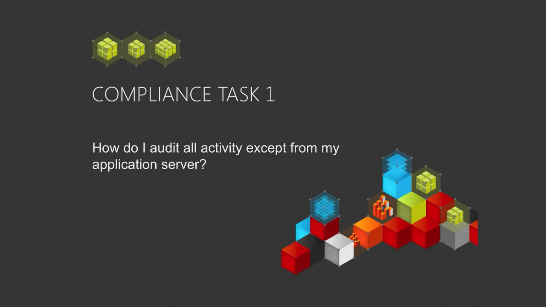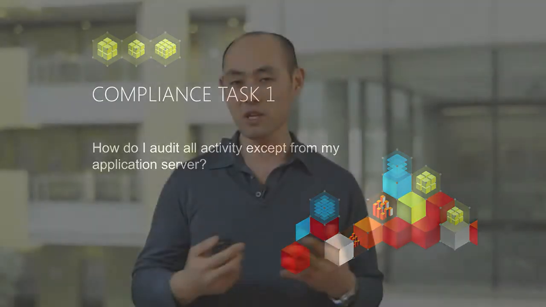Let's first talk about the first compliance task, which is how do I audit all activity except for my application server? So let's picture this scenario, and this is very common. You have 3 tiers. So in the first tier, your application connects to the application server, and the application server then goes and collects data from the backend database. Now, often what you'll have is the situation where the middle tier will actually control a lot of the security there. They'll control the access. They'll also keep things like auditing records in there. And the backend server, you can have auditing there as well.